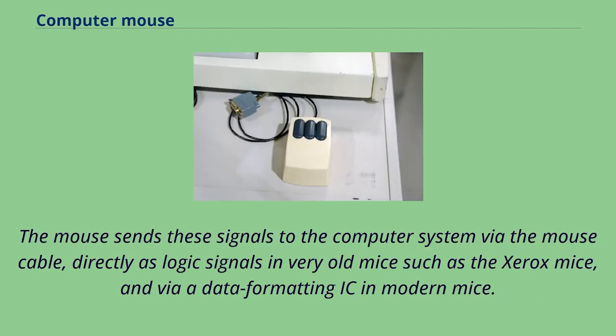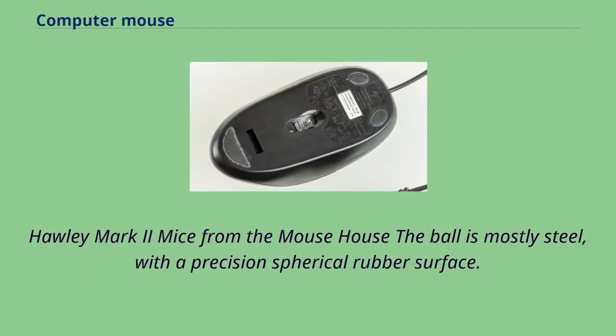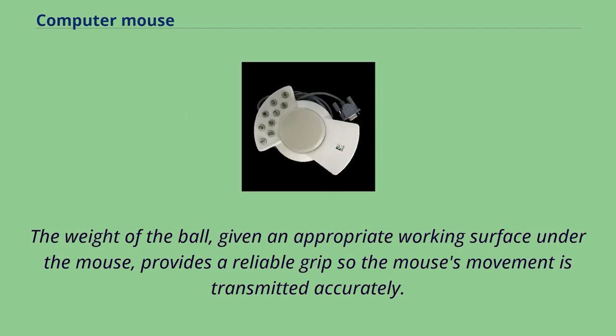The mouse sends these signals to the computer system via the mouse cable, directly as logic signals in very old mice such as the Xerox mice, and via a data formatting IC in modern mice. The driver software in the system converts the signals into motion of the mouse cursor along X and Y axes on the computer screen. In Mouse House mice, the ball is mostly steel, with a precision spherical rubber surface. The weight of the ball, given an appropriate working surface under the mouse, provides a reliable grip so the mouse's movement is transmitted accurately.